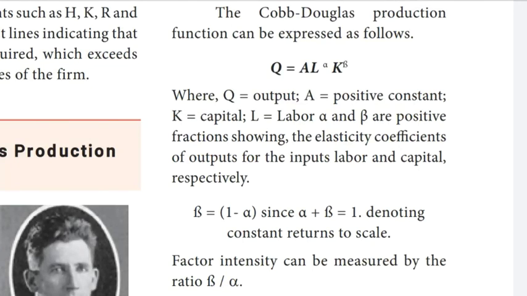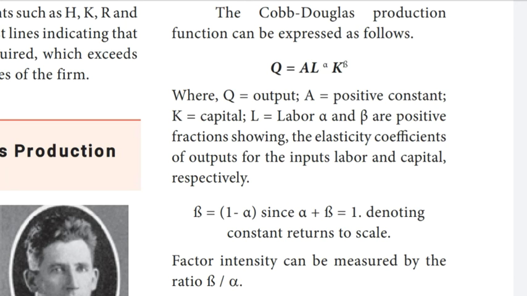The Cobb-Douglas production function can be stated as follows. Q is equal to A into L power alpha K power beta. Q is equal to actual output, L is equal to labor, K is equal to capital, A is equal to a positive constant. Alpha is equal to the exponent of labor, beta is equal to the exponent of capital.